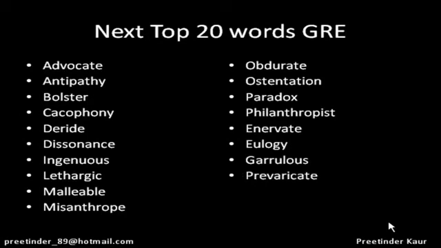The next word is prevaricate. It means deliberately ambiguous or unclear. So we have already discussed the word equivocal. So a person who is intentionally equivocal prevaricates.